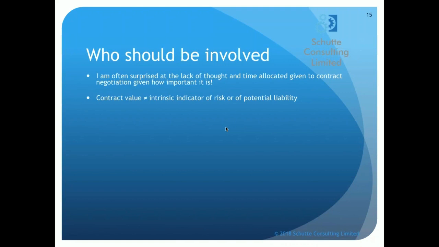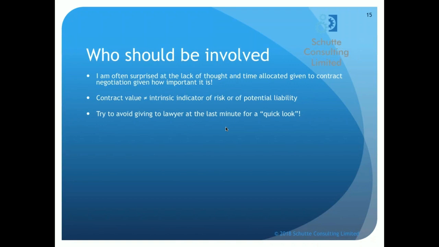A good rule of thumb is to remember that the value of the contract is really neither here nor there, insofar as it's not necessarily an intrinsic indicator of risk or of potential liability. I have dealt with some relatively small value contracts which have had huge risks attached to them, and vice versa. Some very big contracts where it's been pretty easy work and great for the client with little risk attached. So don't necessarily equate contract value as this is an easy contract to just get on with.